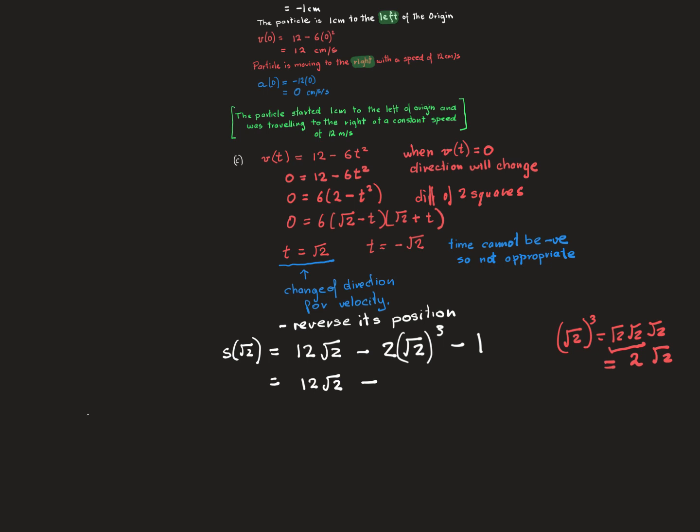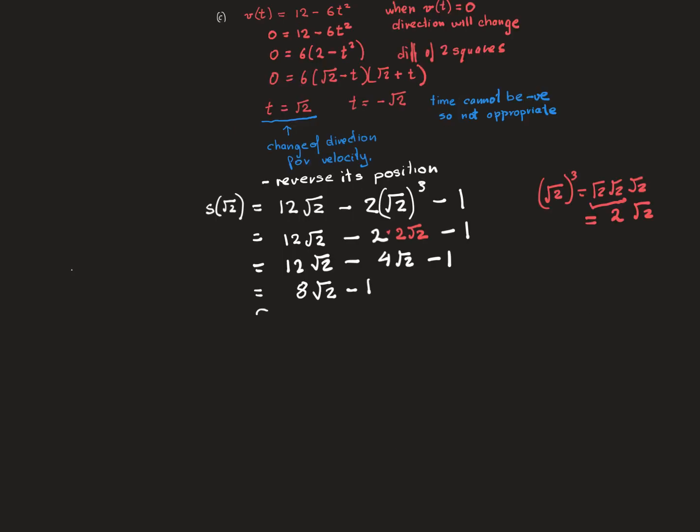So I'm going to insert that: times 2 root 2 and minus 1. I can now go further and say that 2 times 2 is 4 root 2 minus 1, and because 12 root 2 take 4 root 2 is equal to 8 root 2 minus 1. Once again, I'm saying all this because I am explaining in detail. You do not need to show all this, you can go straight to the end.